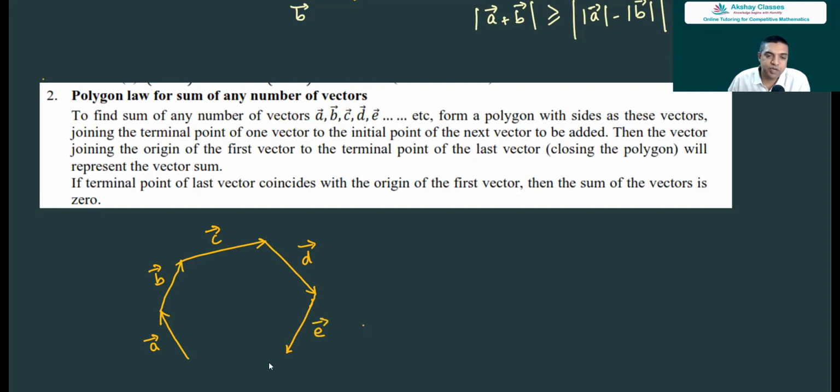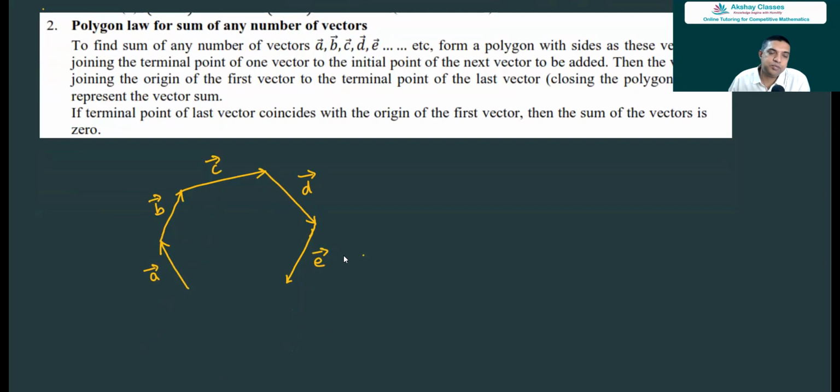So if we do it like this, in a sequence, we have plotted the vectors like this. Then the initial point of A and the terminal point of E, if you join them, this will be A bar plus B bar plus C bar plus D bar plus E bar.